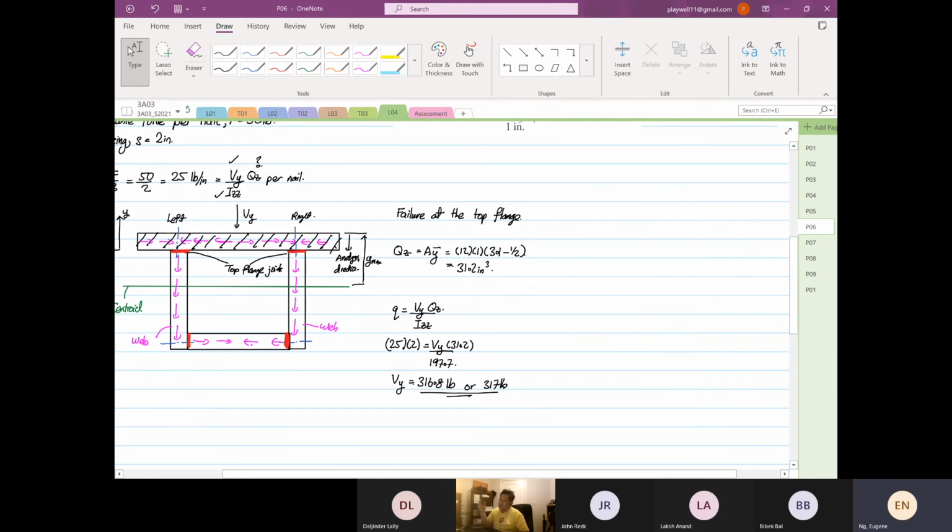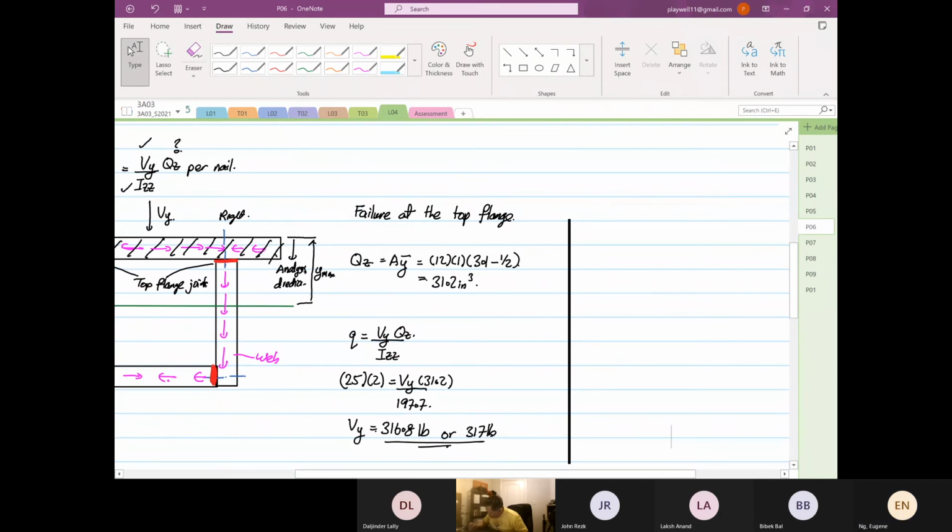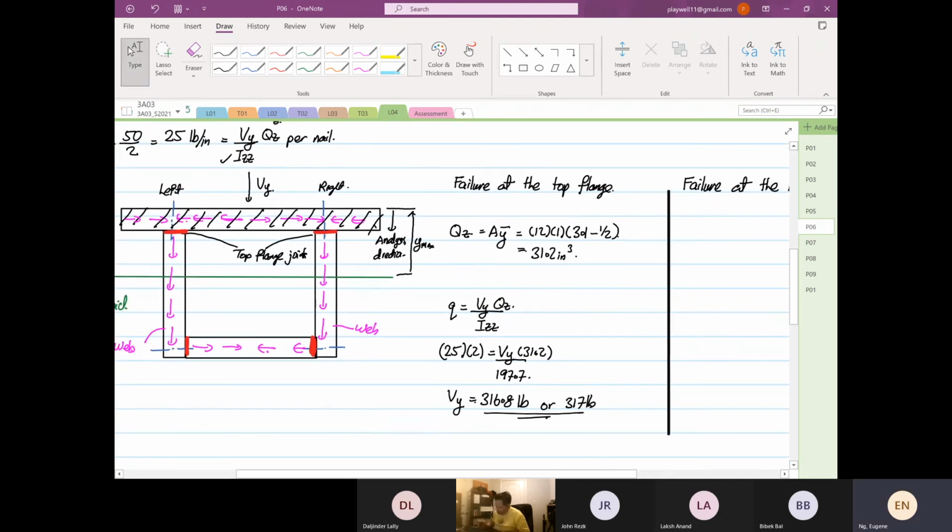Then the confusing part is when we look at the bottom flange. Okay, we look at the bottom flange. There's a confusing part. So if we look at failure at the bottom flange, now the thing is, you will ask, what area are we looking at? Okay, a piece of advice: the area is not dependent on the arrow direction.